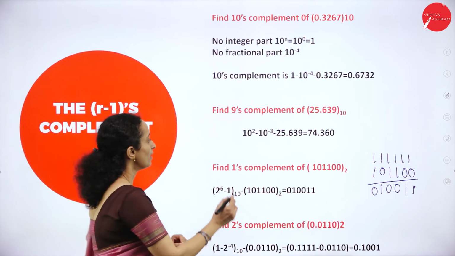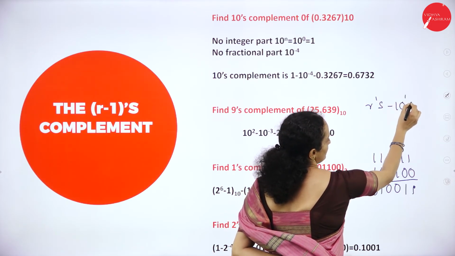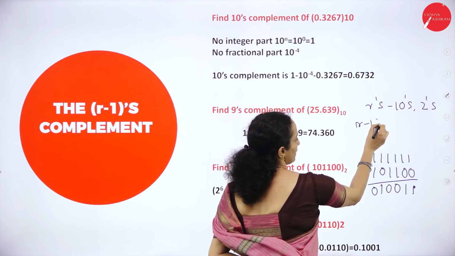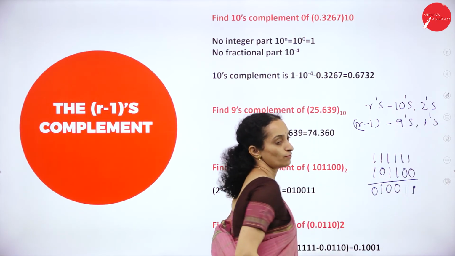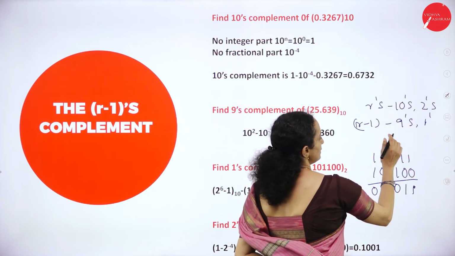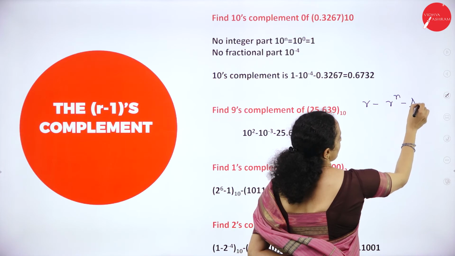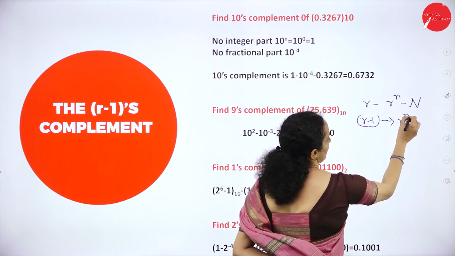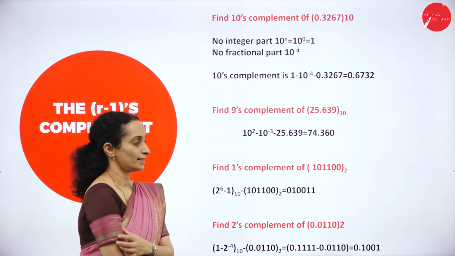Okay. When you have r's complement, it will be tens and twos complement. When it is r minus 1, it will be 9's complement and 1's complement. The expression that can be used is, for r's complement, r to the power of n minus N. For r minus 1, it will be r to the power of n minus r to the power of minus m, minus N.